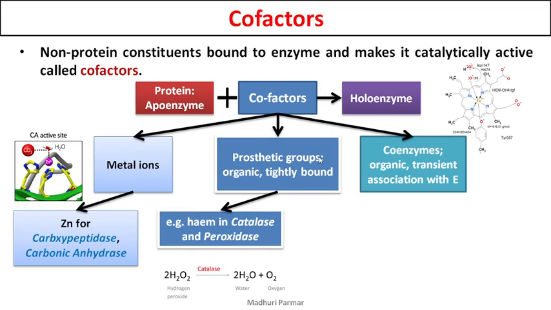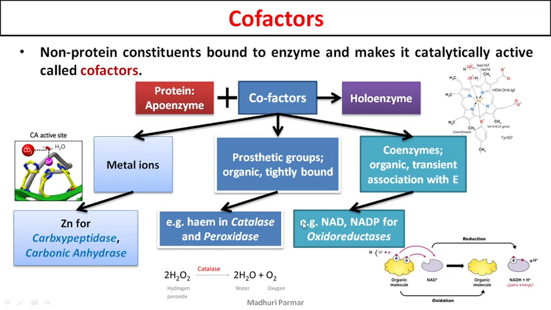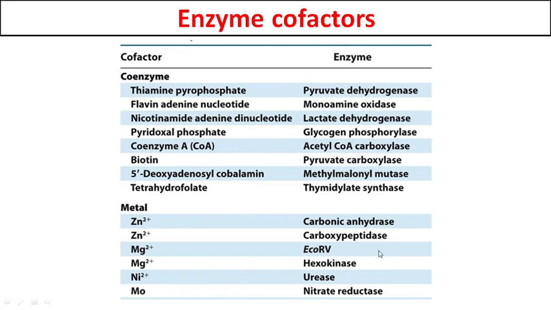Finally, the third type of cofactors are coenzymes. Coenzymes are organic, just like prosthetic groups, but they are in transient association with the enzyme, which means they are only attached to the enzyme for some time and then removed once the reaction is complete. Examples are NAD, nicotinamide adenine dinucleotide, and NADP, for oxidoreductases.